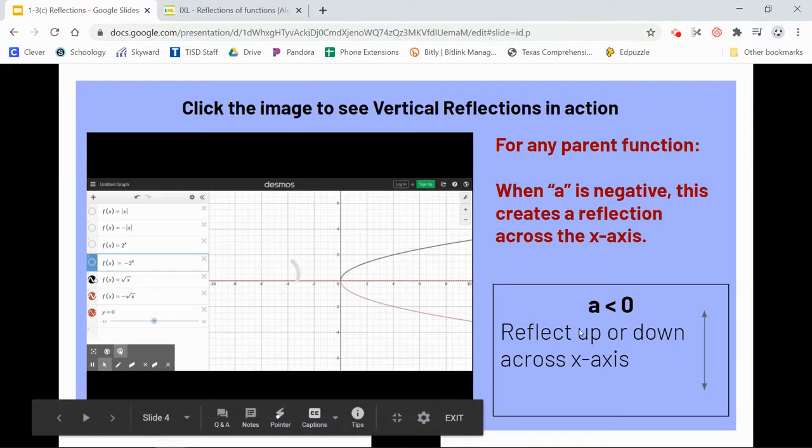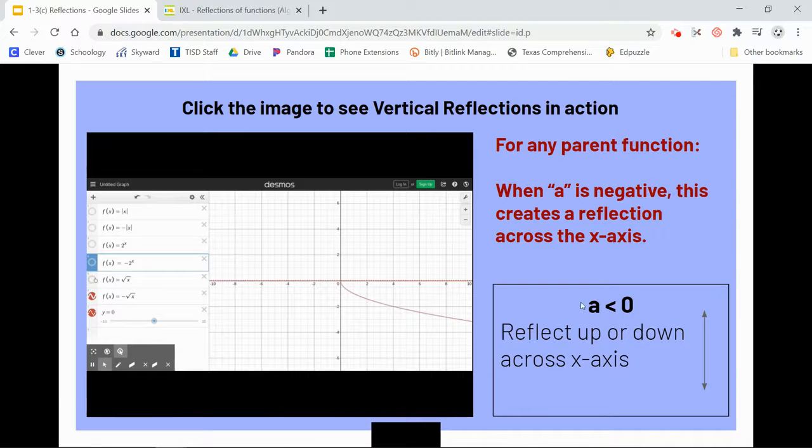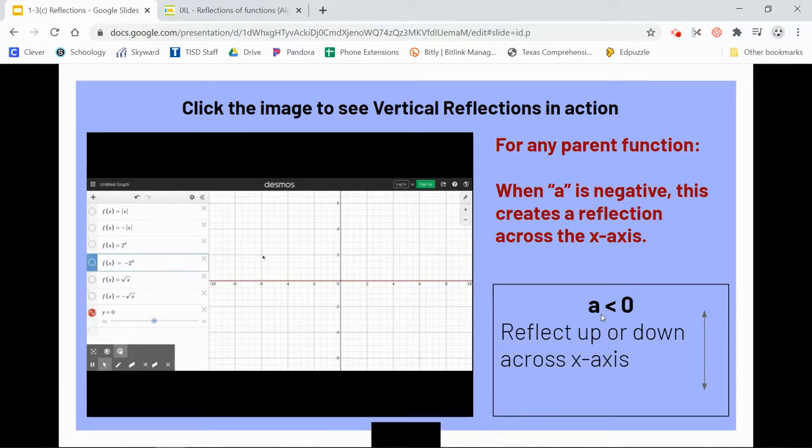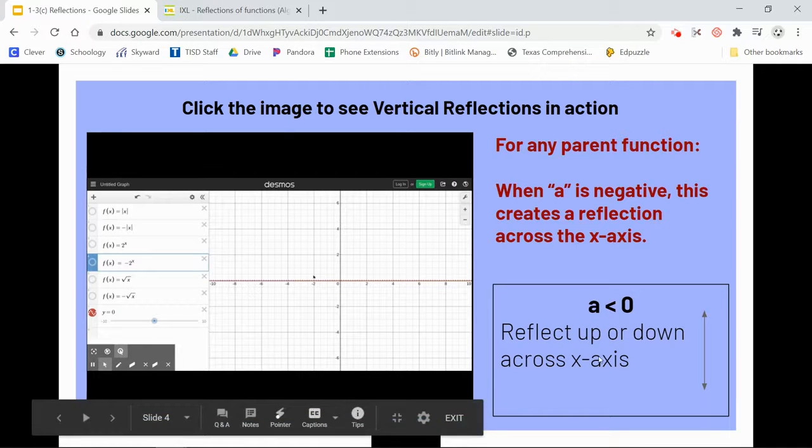Okay. So when a is less than 0, when the a in our basic formula is a negative number, that is going to do some kind of a stretch because of the a, but the negative part of it will be the reflection up or down across the x-axis, so north or south.